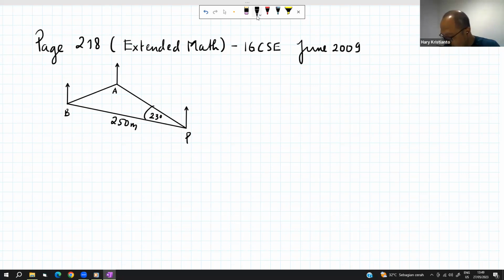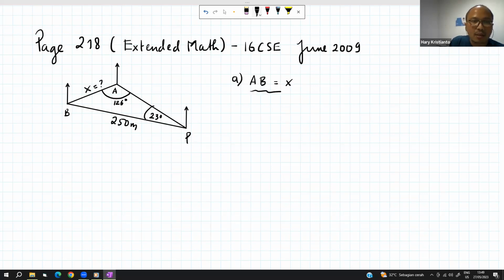And angle BAP is 126 degrees. Calculate the length of the road AB. Okay, question A: AB is asked, meaning let me call it x here.